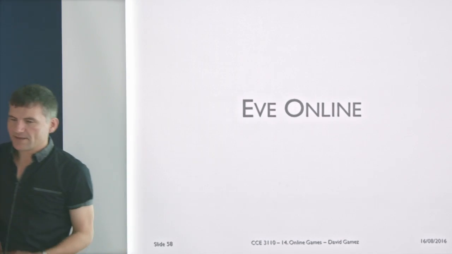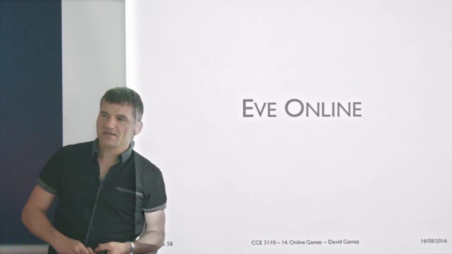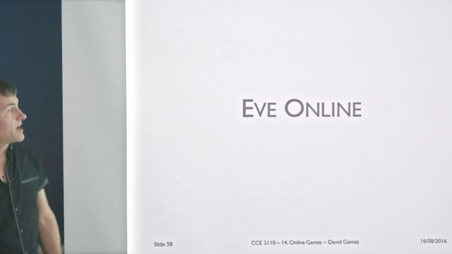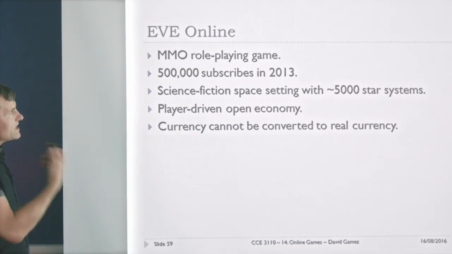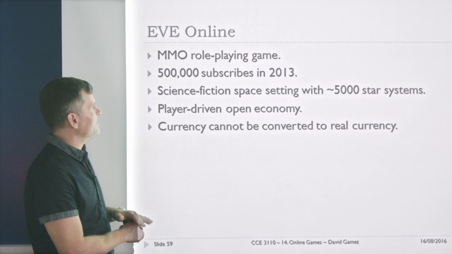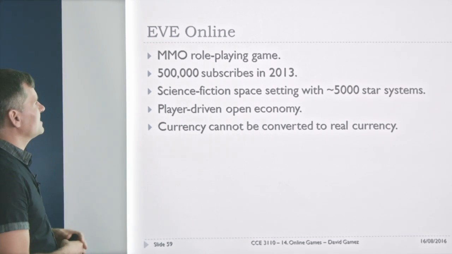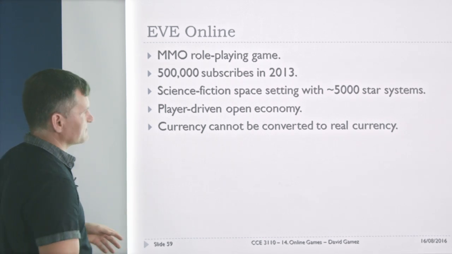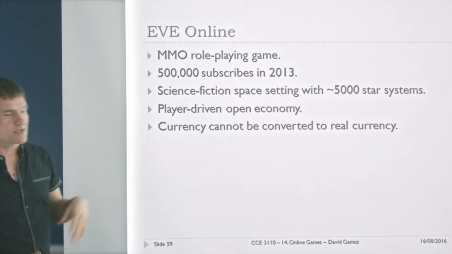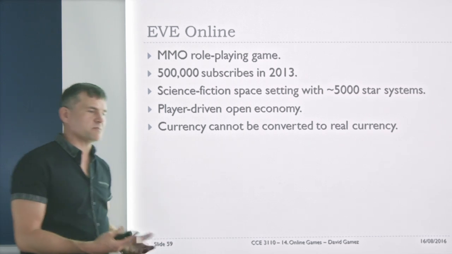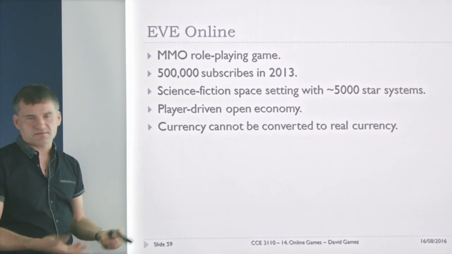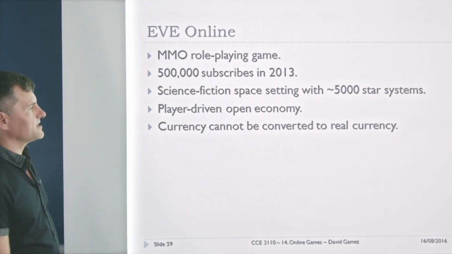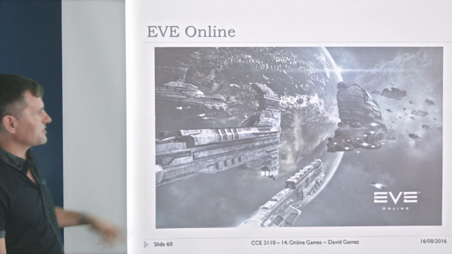Okay, so now I'm going to cover a couple of games just to give you an example of the technological and architectural compromises, and also because these are both examples of large-scale internet applications. So EVE Online is a massively multiplayer online role-playing game. Apparently there were 500,000 subscribers in 2013, and it's a science fiction space setting with 5,000 star systems, and it's all player-driven. So the fun of the game is the interactions with other players, not some kind of quest generated by content creation people. And it's got its own currency, which can't be converted to real currency. So there's a slightly fake screenshot.